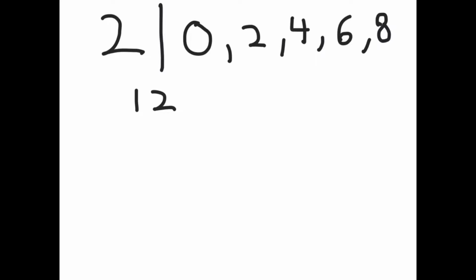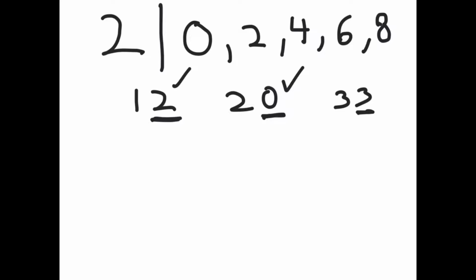Is 12 a number that is divisible by 2? Well, let's look at the last digit. The last digit is 2. So the answer is yes. 12 is divisible by 2. Is 20 divisible by 2? Let's take a look at the last digit. It is 0. So therefore, 20 is a number that is divisible by 2. So that answer is also yes. Is 33 a number that is divisible by 2? The last digit is 3. So the answer to that question is no. 33 is not divisible by 2 because the last digit is not one of our check values.